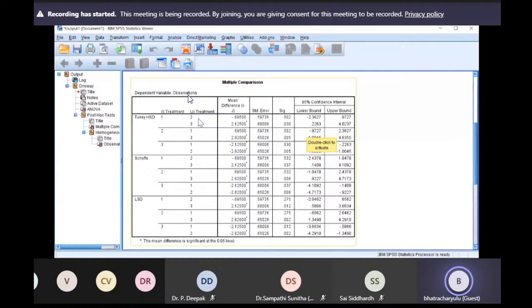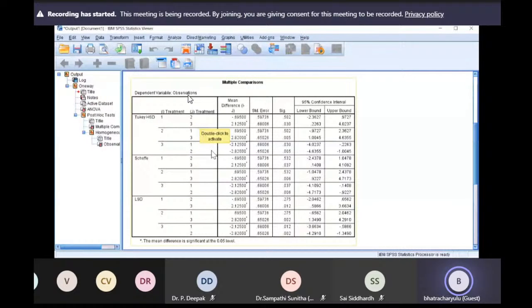Treatment 1 is compared with 2 and also 3. 2 is compared with 1 and 3. And the third treatment is compared with 1 and also 2. The mean differences, whatever the average value of treatment 1 and treatment 2, the difference is calculated by using Tukey's t-test statistic formula. And the variation that is presented and its significance value are tabulated here.